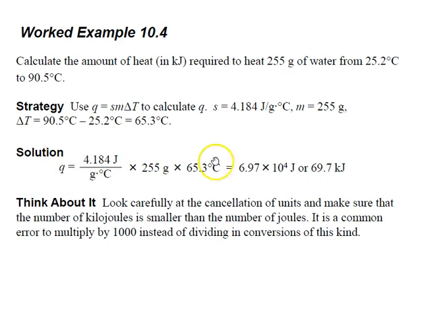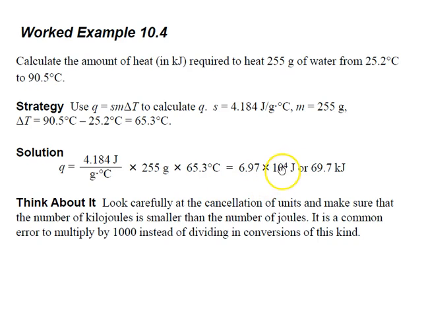So now we can plug all of this into our formula for heat. We're going to use our specific heat constant for water, our mass of water, and then our delta T. Notice that the grams cancels and the degrees Celsius cancels. This leaves us with an energy unit of joules. 4.184 times 255 times 65.3, we get 6.97 times 10 to the 4 joules.